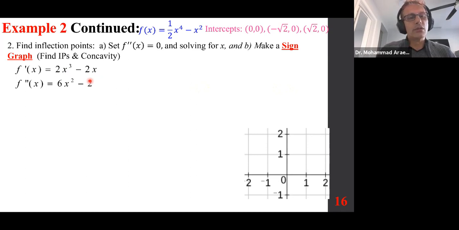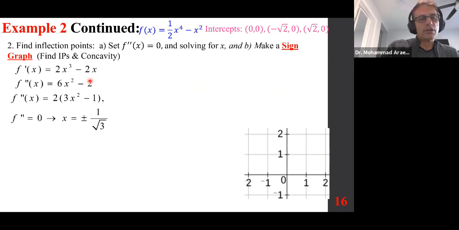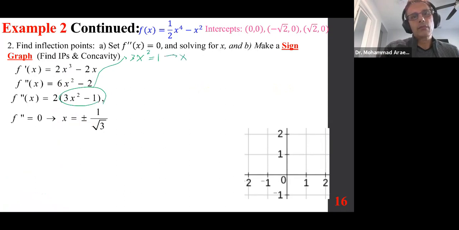Because we want to set this equal to 0, we're going to factor out, and we get those two answers. I want to make sure everybody understands why this is the case. We take the 2 out. And then if you set this one equal to 0, 3x squared is 1, x squared is 1/3, and x becomes plus minus 1 over square root of 3.